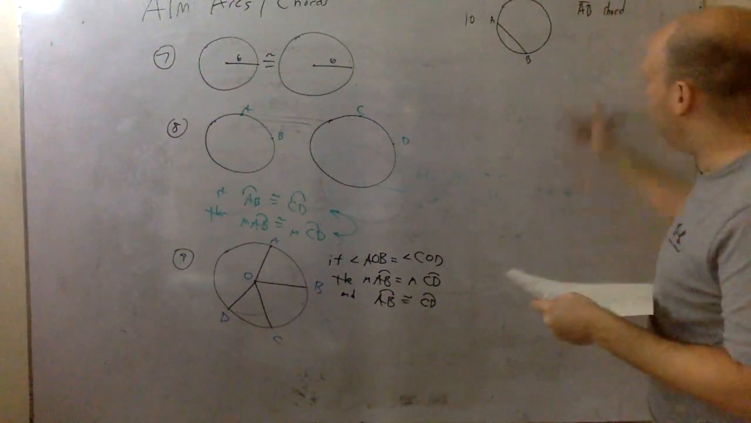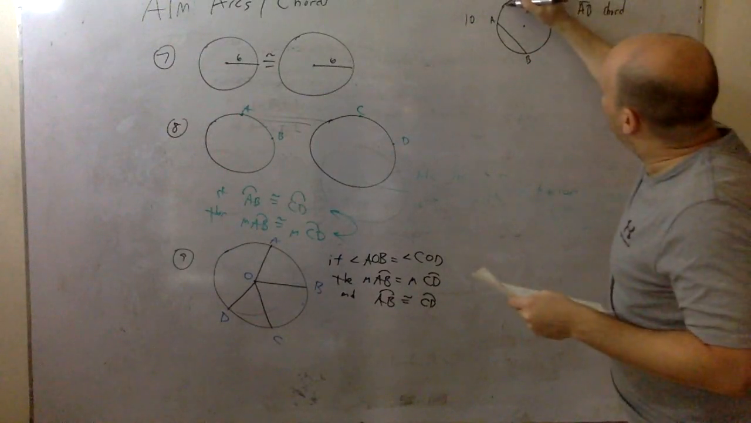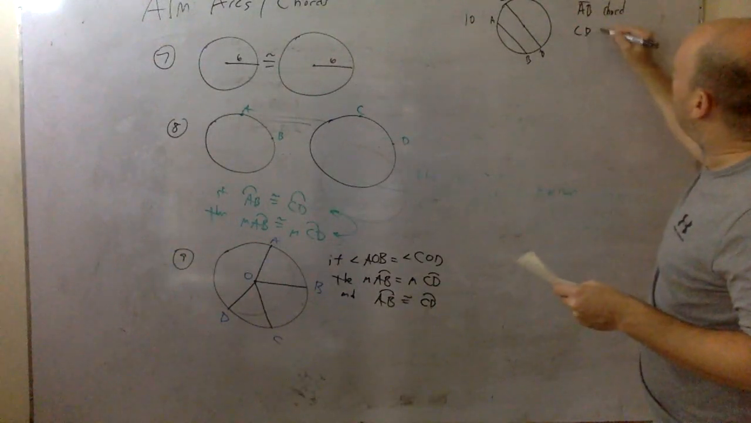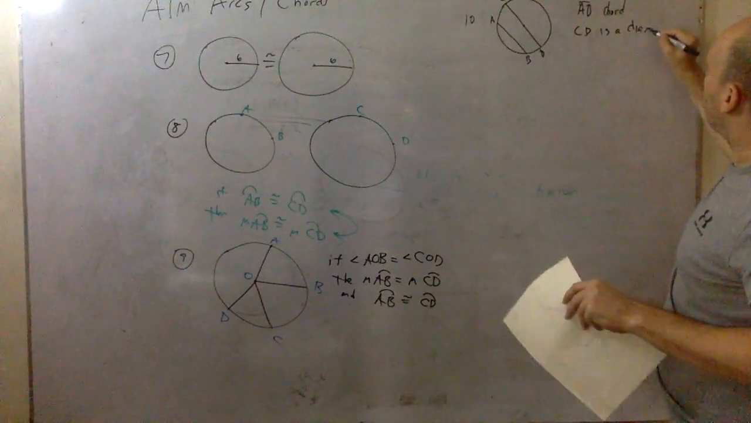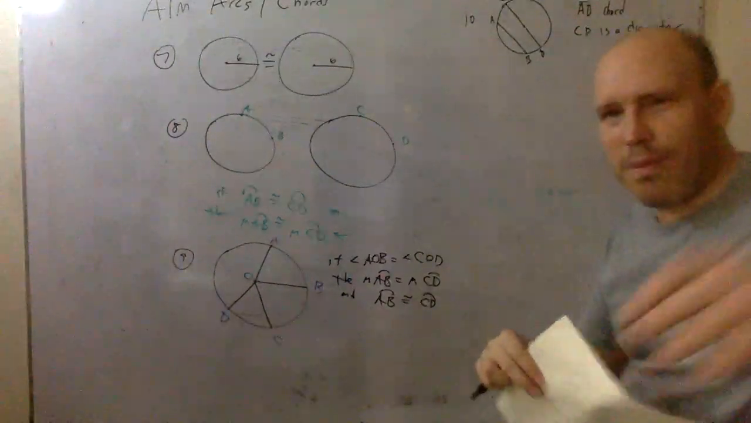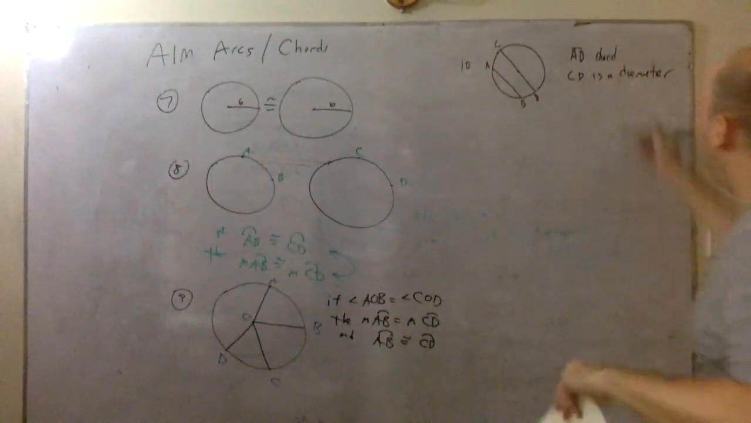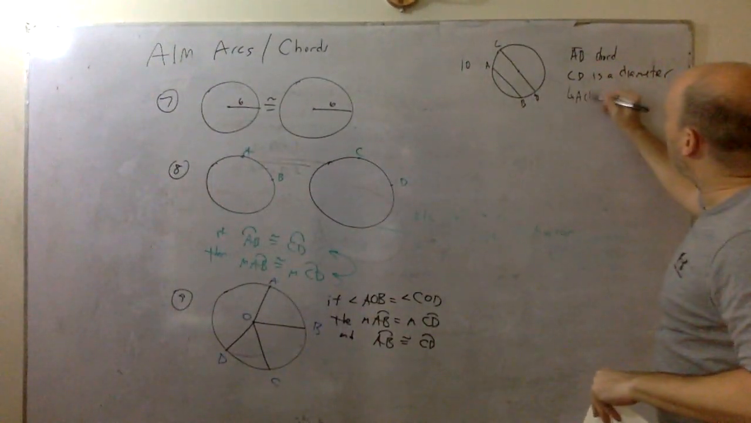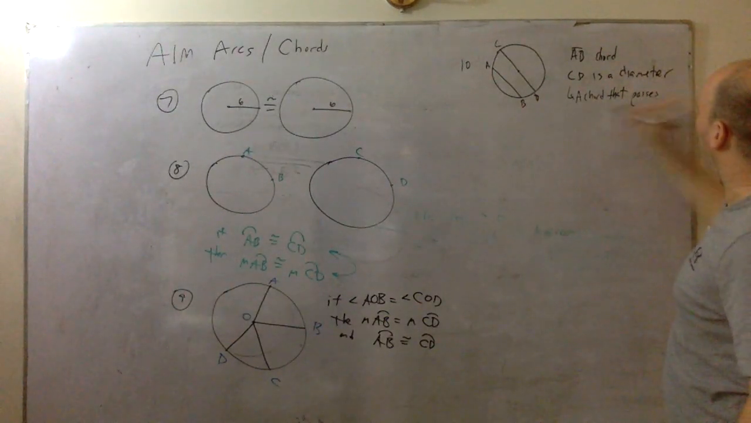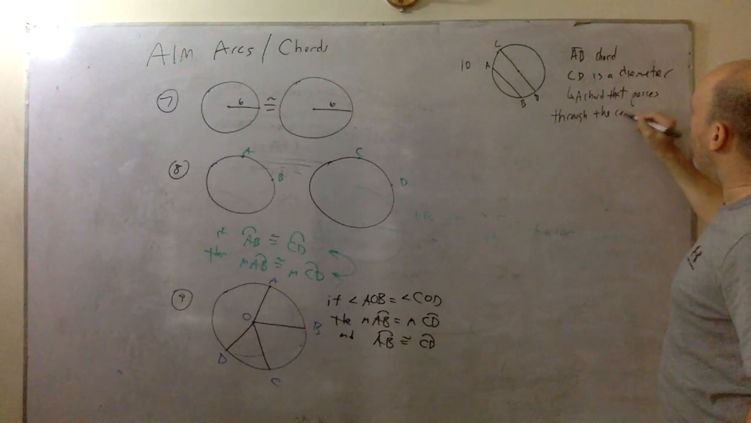And then what is 11? 11 is a diameter. CD is a diameter because it's a chord that passes through the center.